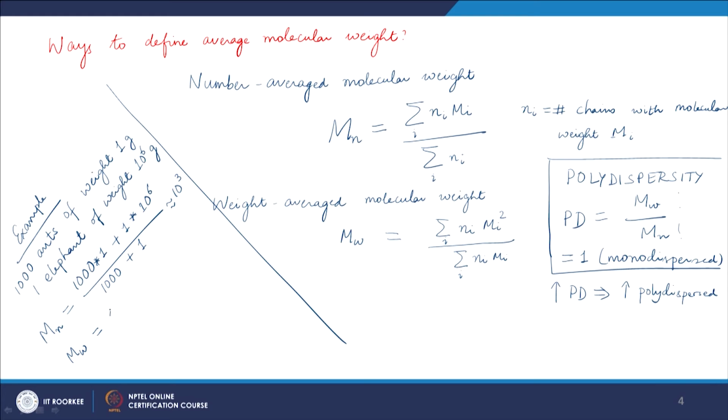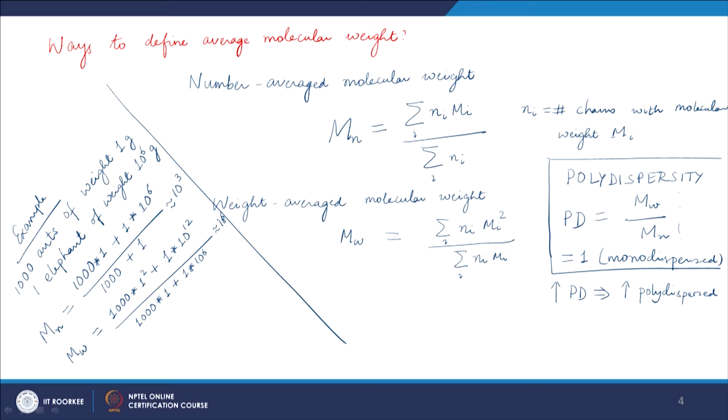Okay. On the other hand, if I find Mw, what is it going to be? In this case now it is 1000 multiplied by 1 squared plus 1 multiplied by 10 to the power 6 squared, divided by 1000 into 1 plus 1 into 10 to the power 6, and now we will get something like 10 to the power 6, right. A few things to note here.